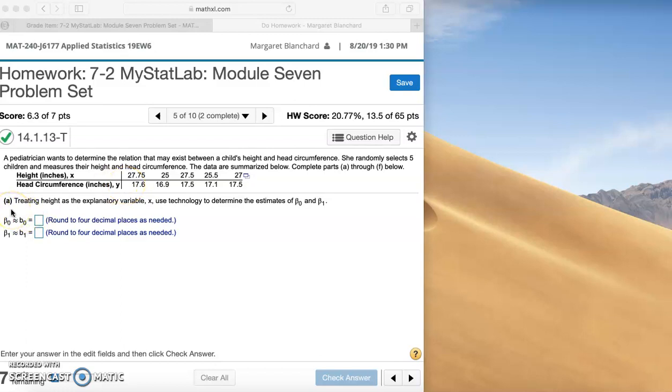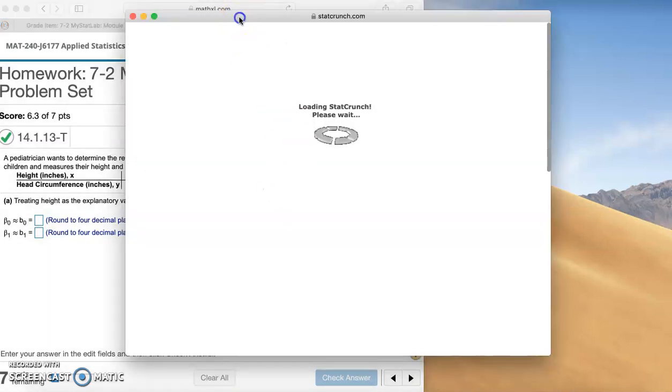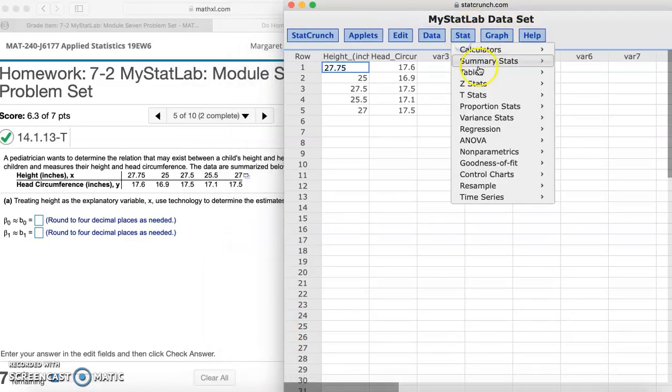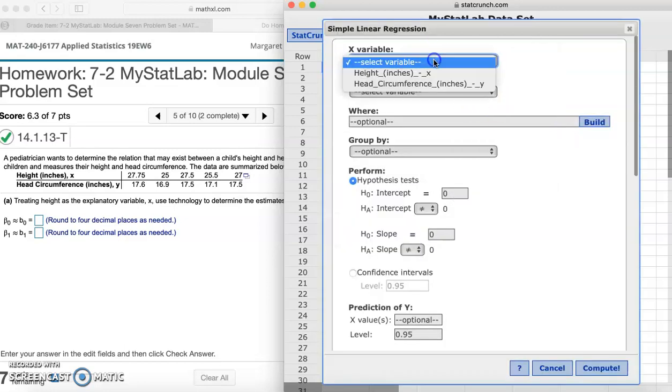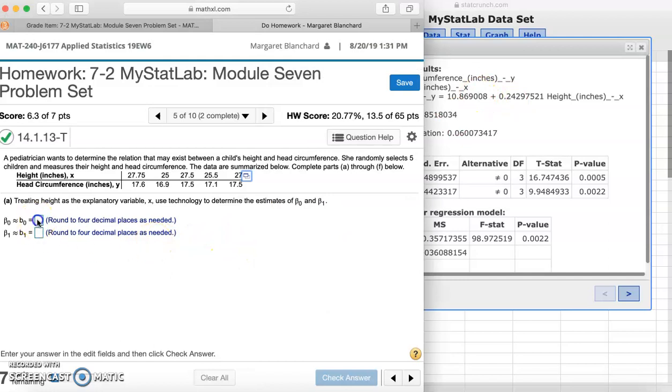Part A, treating height as the explanatory variable X, use technology to determine the estimates of beta naught and beta 1. So we're going to open our data set in StatCrunch. We're going to go to Stat, Regression, Simple Linear, select our X variable and our Y variable, and click Compute. Open that up to see it all. As you see here, we've got our estimates right here. Here's our intercept and here's our slope. That's our beta naught and beta 1. So let's go ahead and plug those in, rounding to 4 decimals.